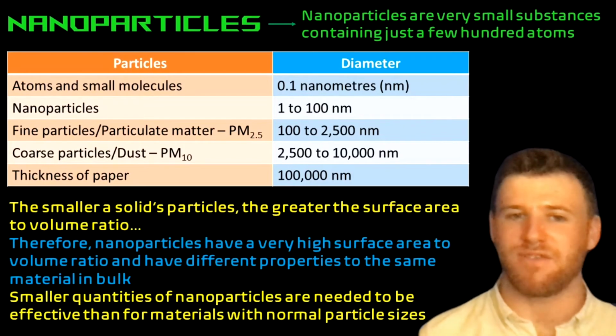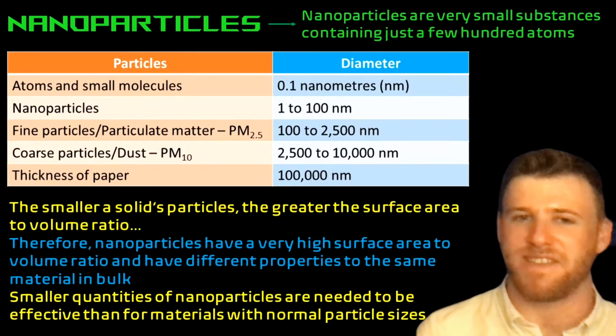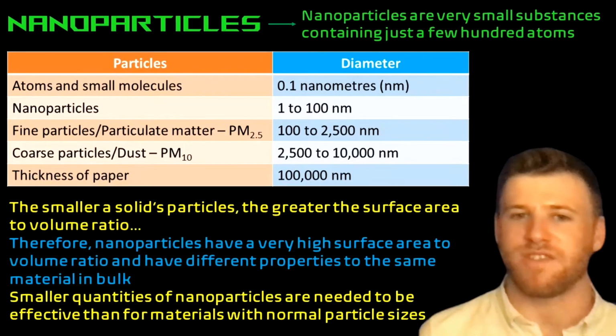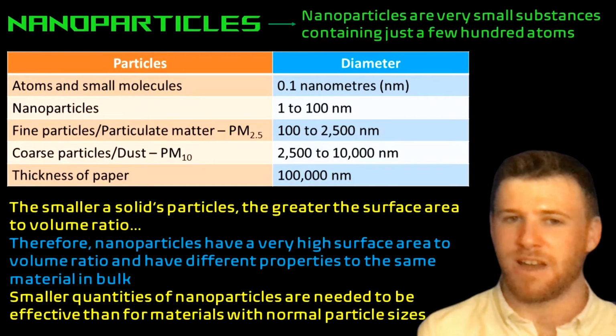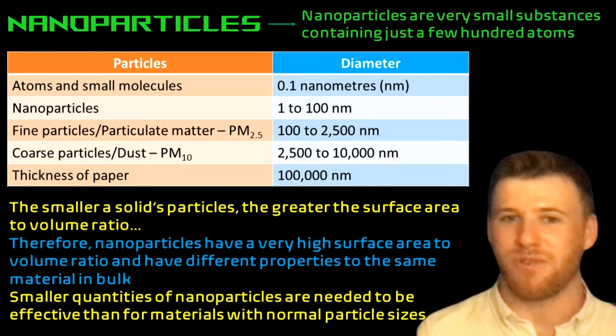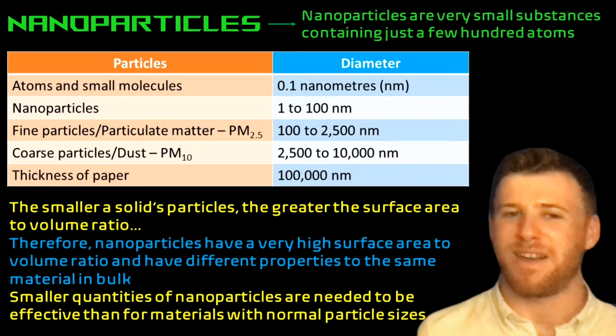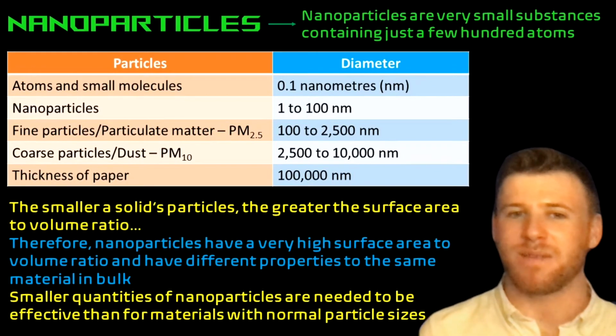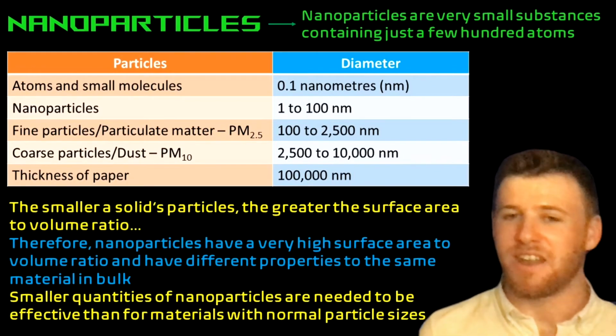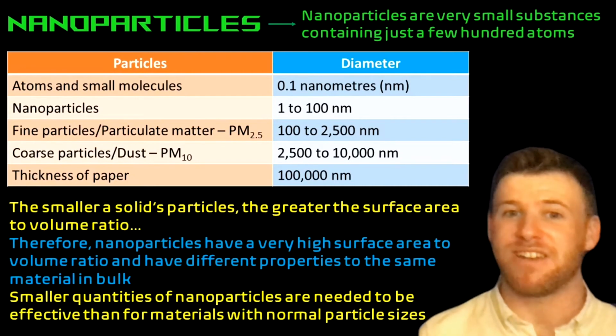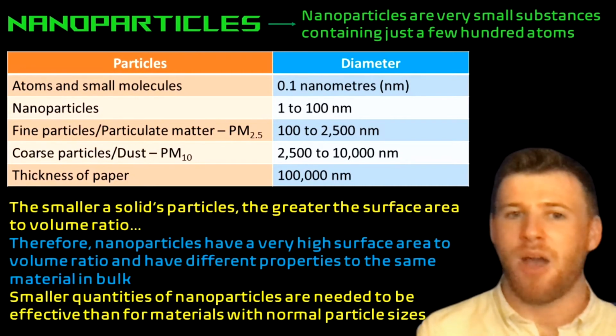And for reference, a better frame of reference is the thickness of paper, that is 100,000 nanometers wide. So that just goes to show that the thickness of paper is about 1,000 times wider than a nanoparticle. So we're talking about really, really small particles here.